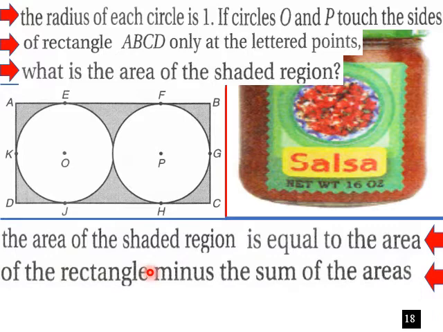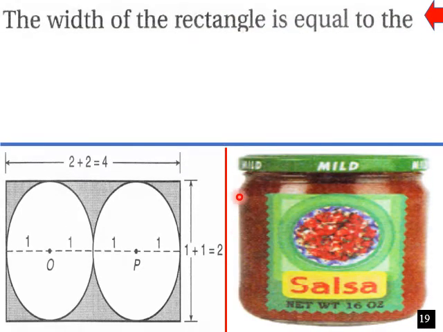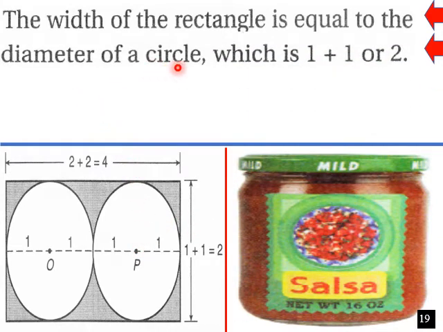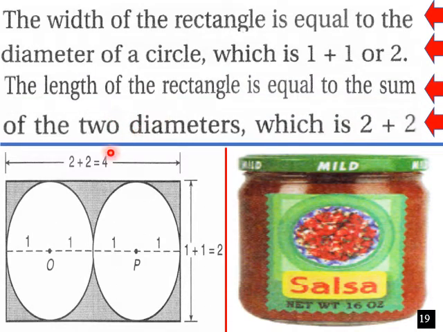So the area of the shaded region is equal to the area of the rectangle minus the sum of the areas of the two circles. To do that, the width of the rectangle is equal to the diameter of the circle, which is 1 plus 1, or 2. So this is 2, because this is 1 and this is 1. The length of the rectangle is equal to the sum of the two diameters, which is 2 plus 2.